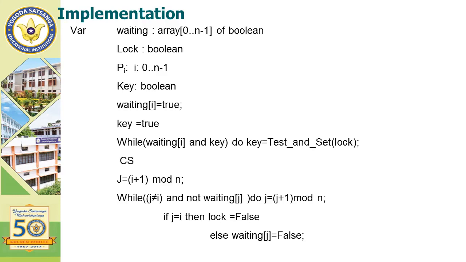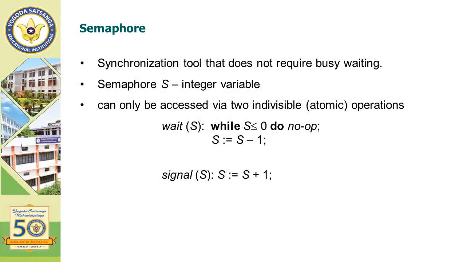Next is a semaphore. Semaphore is another technique. A semaphore is a shared variable technique to handle the concurrency critical section problem. It is an integer variable. How does it work? It has two states, wait state and signal state. In wait state, while s is less than 0, do no operations.